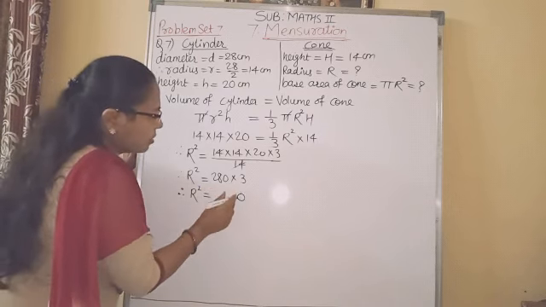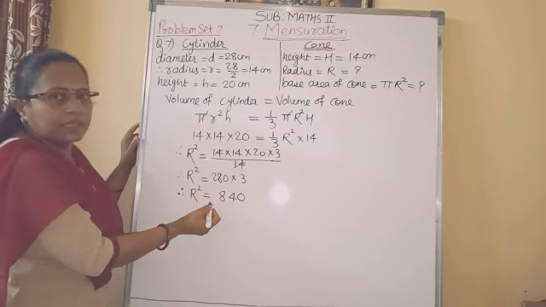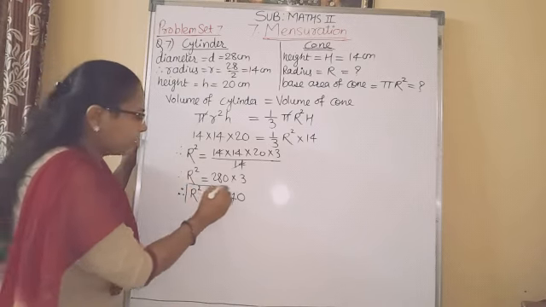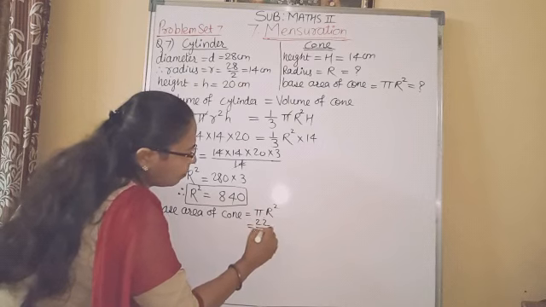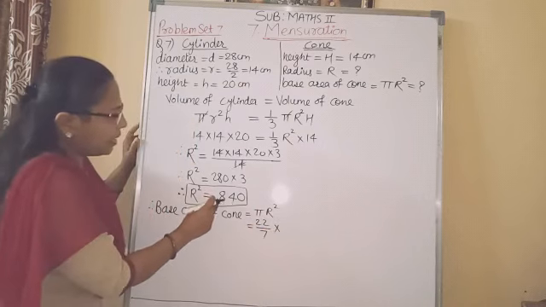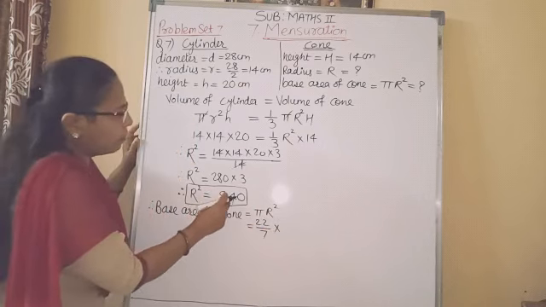Now we want to find out the base area of the cone. In that we require the r square value, and the r square value we got. So instead of calculating its square root, keep r square as it is. And now find out the base area of the cone. Therefore, base area of cone is equal to pi r square. Value of pi is 22 upon 7. R square is 840. Now divide it by 7.